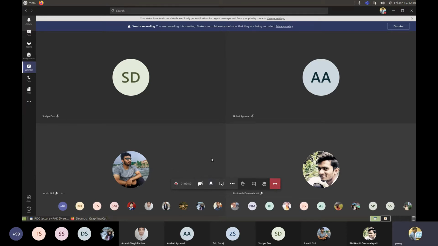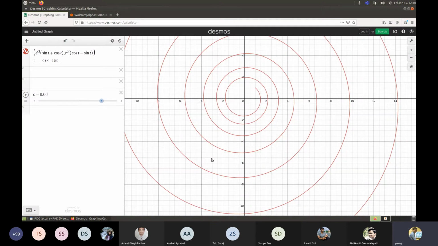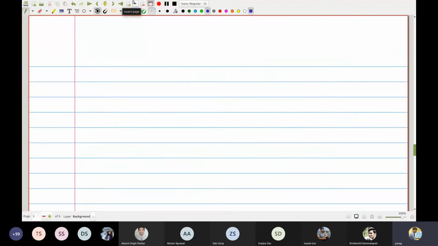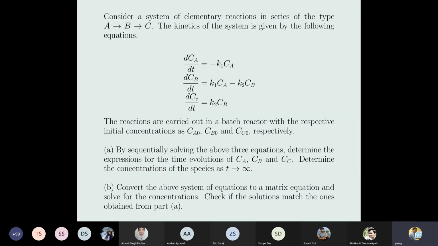Okay, so let's start. Can anybody please confirm if you can see and hear everything? Yes, sir. Okay, so let's take today's problem. Save it and a new page. Fine. So today's problem is a problem which you must have come across in reaction engineering course, and I'm sure you must also have solved this problem.